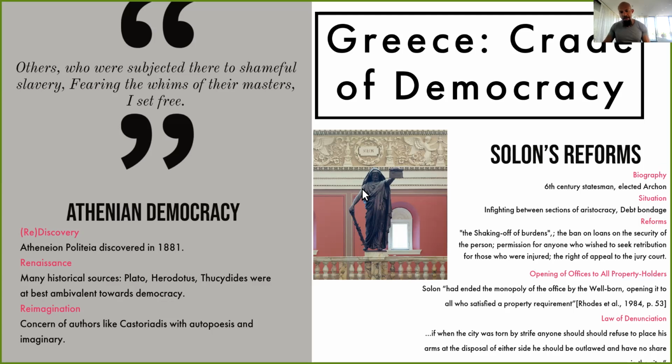Thus, as P.J. Rhodes suggests, Solon had ended the monopoly of offices by the well-born, opening it to all who satisfy the property requirement. And one of the most interesting reforms was called the Law of Denunciation, which suggested that if the city was torn by strife, anyone who refused to place his arms at the disposal of either side should be outlawed and should have no shares in the benefits of the city. So this was an early form of ostracism.